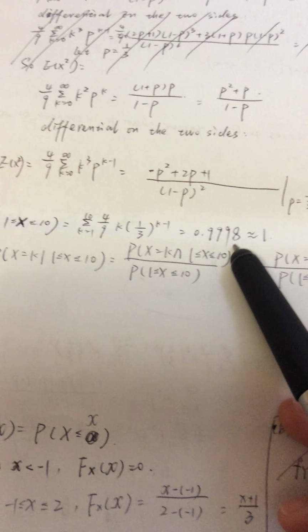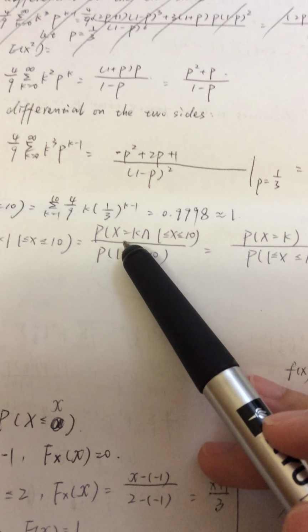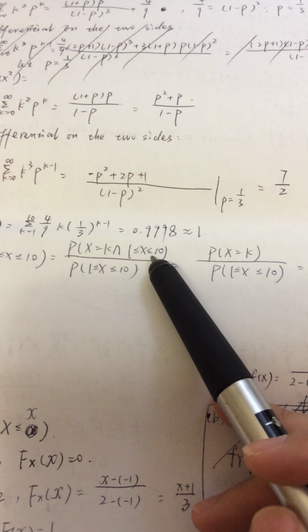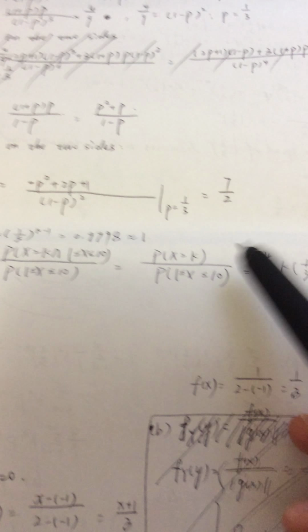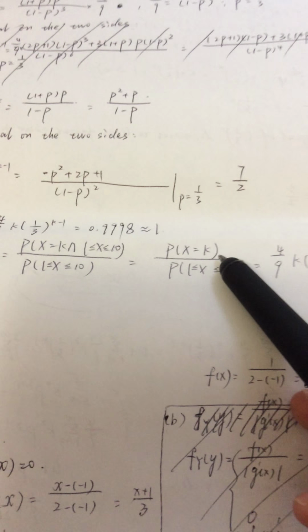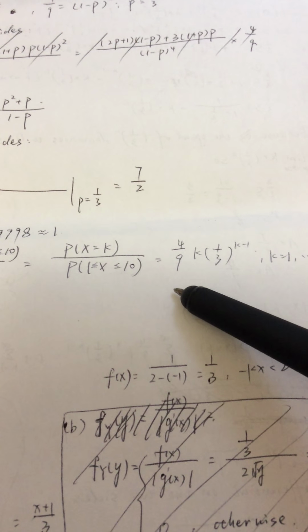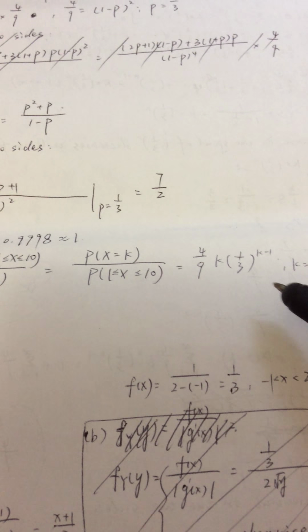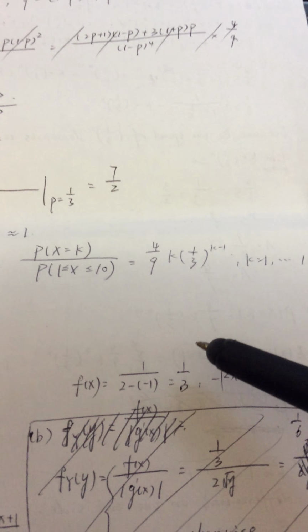and the numerator is the event x equals k intersected with the range of x, which is greater than 1 and less than 10, which is just the event x equals k. So the final formula is this. Because the denominator is 1, the final formula is just equal to the probability of x equals k. That's for the first question.